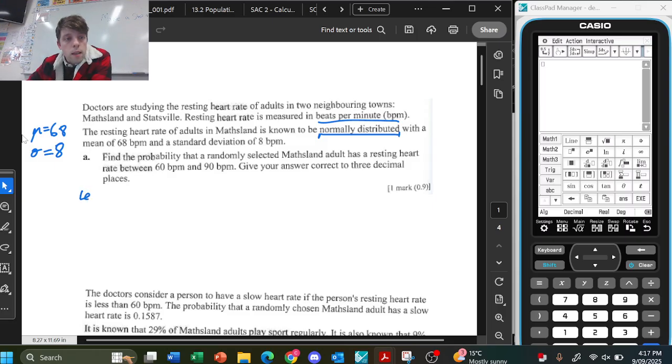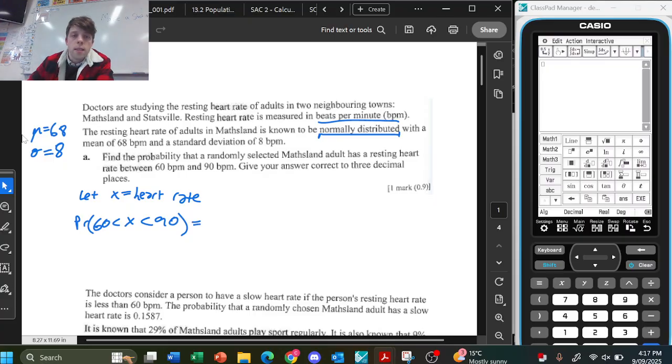Okay, so what we can say is, for example, we're going to introduce a variable. This variable is going to be our continuous random variable. And the thing that we're interested in here is heart rate. So we can say that let X equal the heart rate. And we're interested in the probability that X is between 60 and 90. So what is the probability that X is greater than 60 and less than 90? It's effectively the question here.